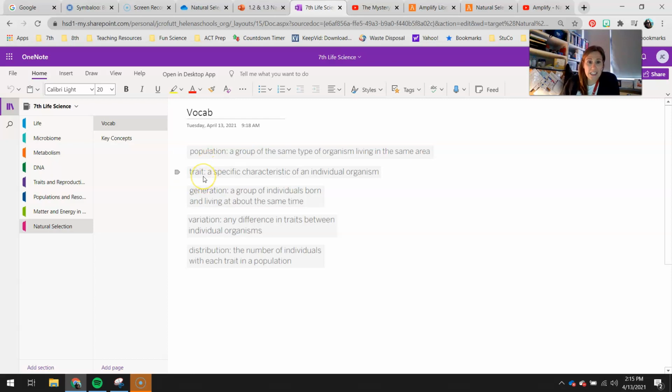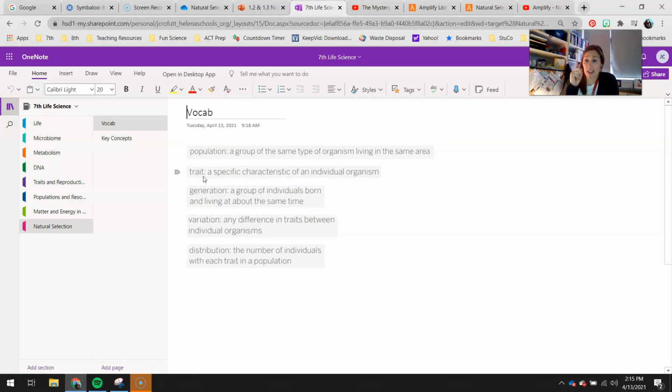Trait, a specific characteristic of an individual organism. We talked about this a lot when we talked about genetics. So for instance, eye color would be a trait. Generation, a group of individuals born and living about the same time. Variation, any difference in traits between individual organisms.